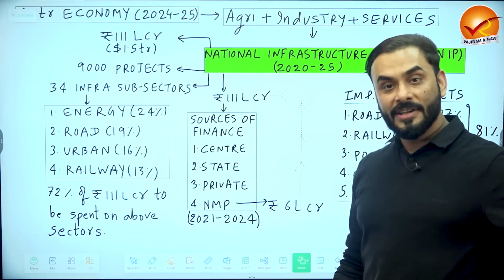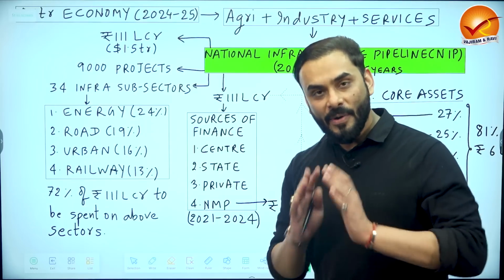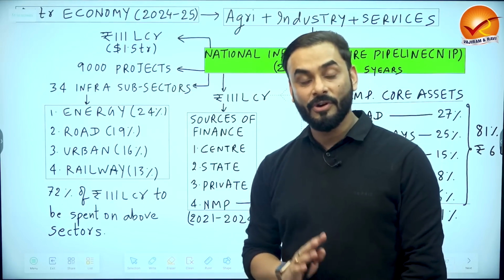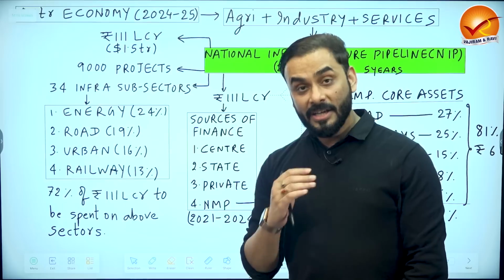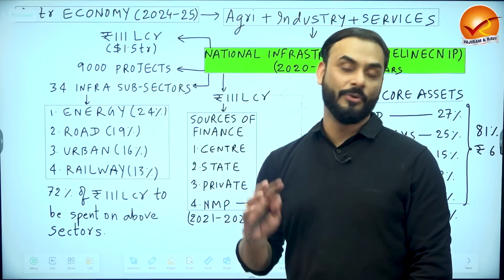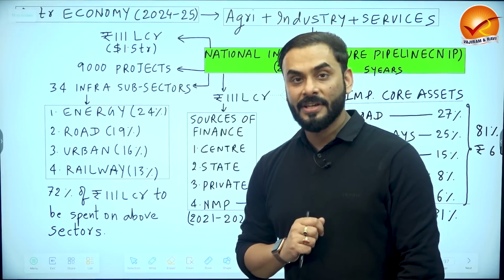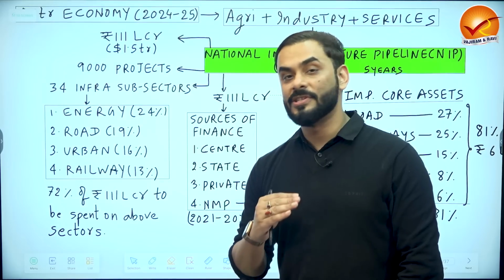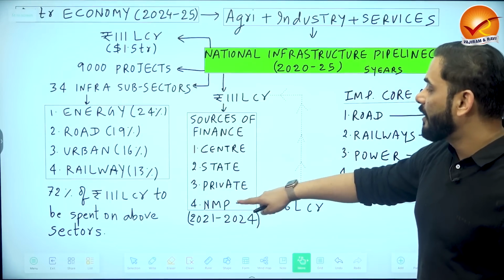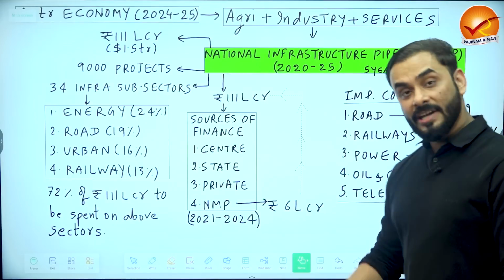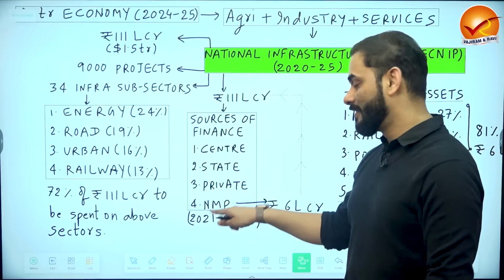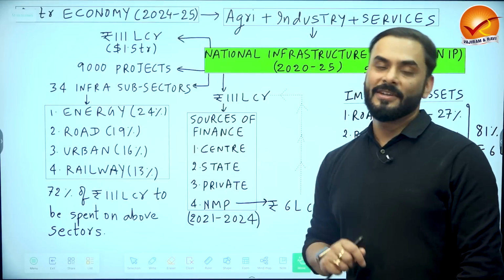Next question that is asked to Government of India is that how is Government of India going to arrange this 111 lakh crore rupees or $1.5 trillion? Does government have enough of fund to finance this construction of this infrastructure? No. So the Government of India says they are going to depend upon multiple sources of finance. For example, sources of finance could be central government, state government, private sector, and an innovative source of finance called National Monetization Pipeline, NMP. This is going to be the innovative source of finance.